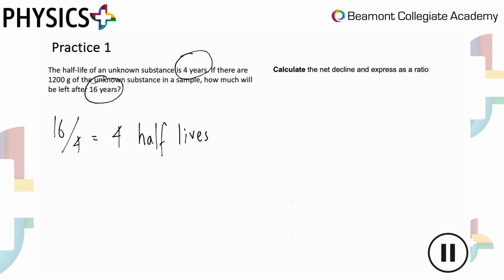Now for the guess. What have I been given? Now I've been given a starting mass of 1200 grams and I have got 4 half-lives. So I've put start equals 1200, n for half-lives equals 4. Units are fine. Let's enter this information into an equation.